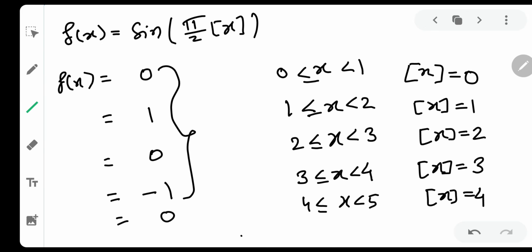Okay, so for those who did not get the cycle, I would like to give you one more example. Suppose the value is from 5 to 6. The GIF of x would be equal to 5. So sine of pi by 2 into 5, sine of 5 pi by 2, is 1. I hope now you got it. From 6 to 7 it will be again 0 and from 7 to 8 it will be again minus 1. So 0, 1, 0, minus 1 is going to repeat. So let us make the graph of this particular function something like this.